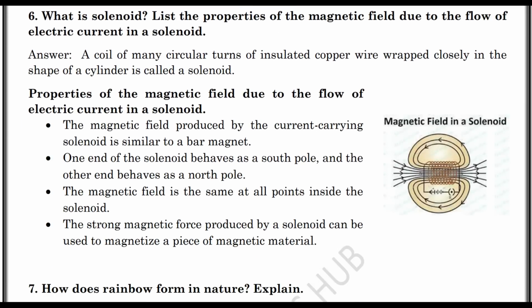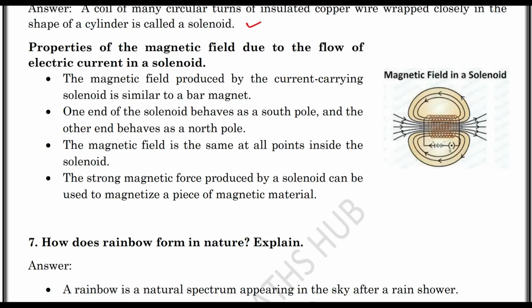What is a solenoid? List the properties of the magnetic field due to the flow of electric current in a solenoid. What is a solenoid? A coil of many circular turns of insulated copper wire wrapped closely in the shape of a cylinder is called a solenoid. What are the properties of the magnetic field due to the flow of electric current in a solenoid?